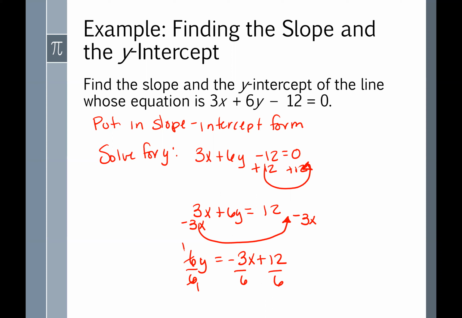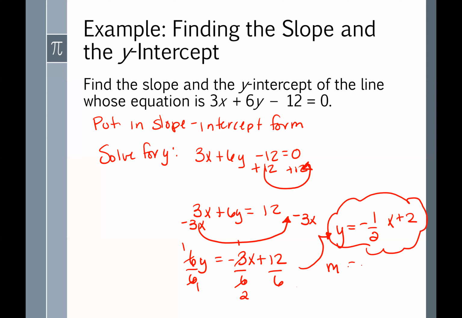6 divided by 6 is 1. Negative 3 divided by 6, I can divide out a 3. 3 divided by 3 is 1. 6 divided by 3 is 2. 12 divided by 6 is 2. So the slope is negative 1/2, and the y-intercept is my constant.